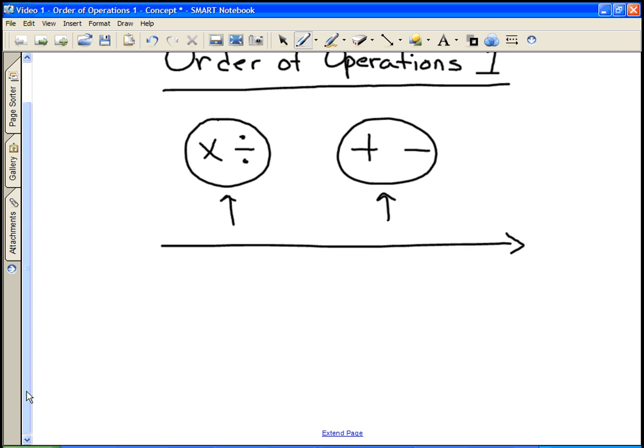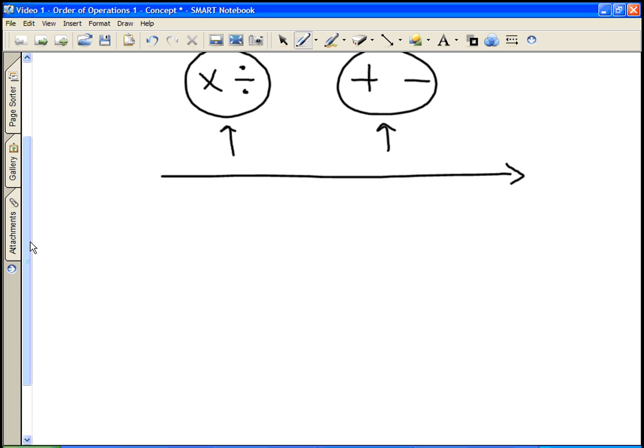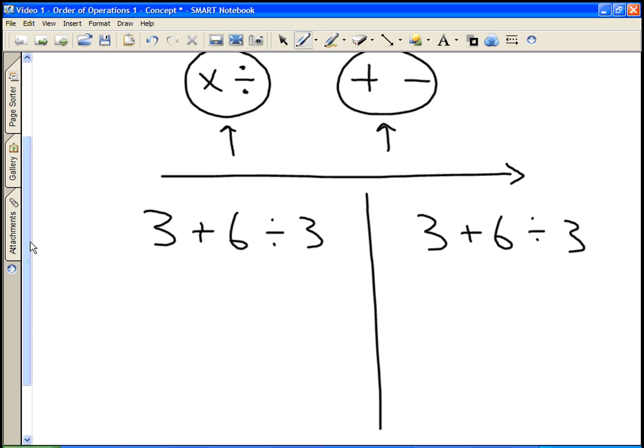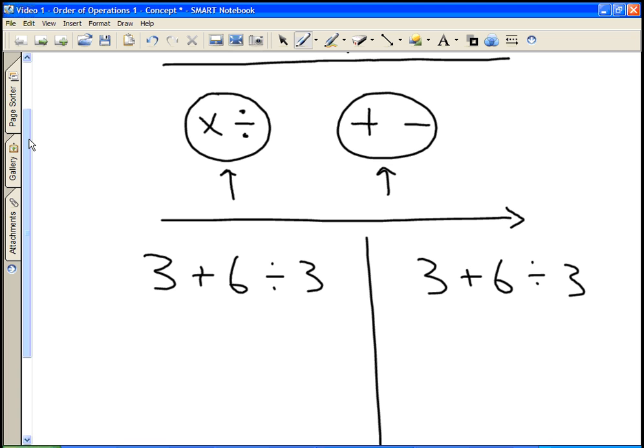And the order of operations is very important, and I'm going to give you an example here to show you why. A very simple example, 3 plus 6 divided by 3. And I'm going to write that again here. In the first one on the left here, I'm going to follow the correct order of operations. My order of operations, again, remember, I do my multiplication and division first, and then my addition and subtraction.